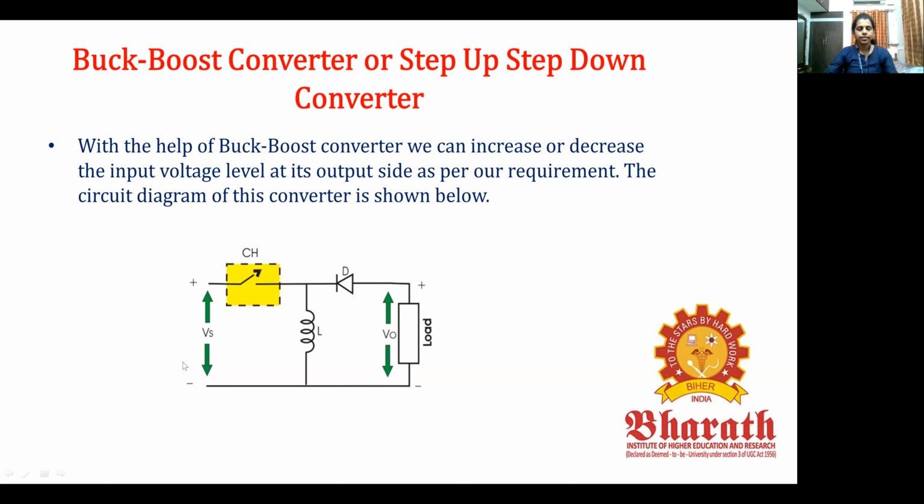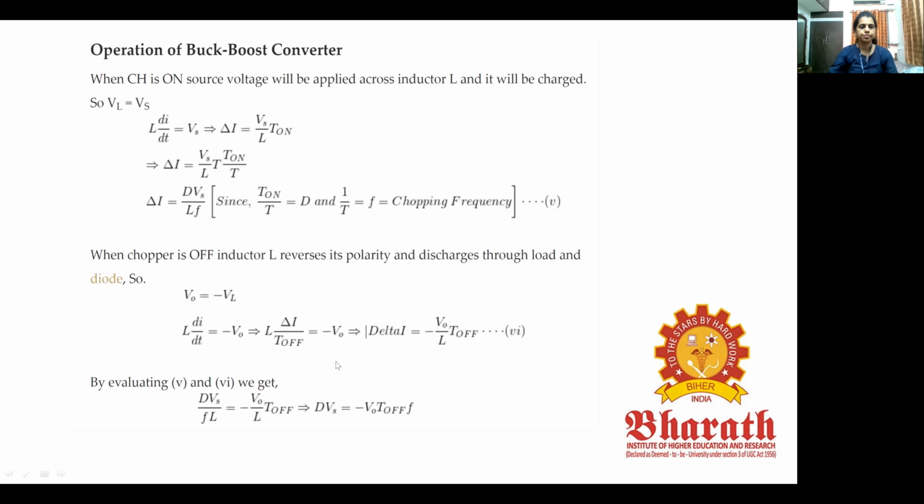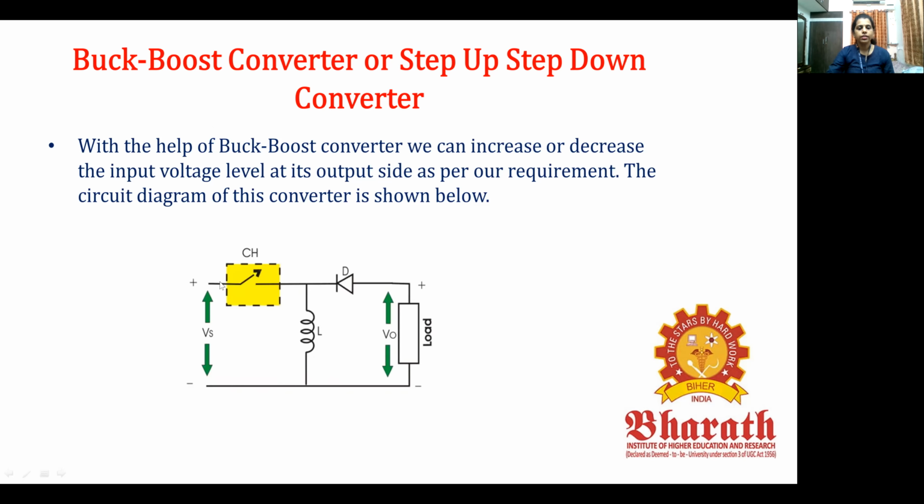So we can see the power circuit of a buck boost converter. We have a chopper switch, an inductor, and a diode. We can see that the diode is connected in the opposite direction to the load. The only difference is the diode connection here and the inductor which is connected across the load. So let us see how it operates. When the chopper is on, when the switch is on, what happens? The current takes the path through the inductor alone.